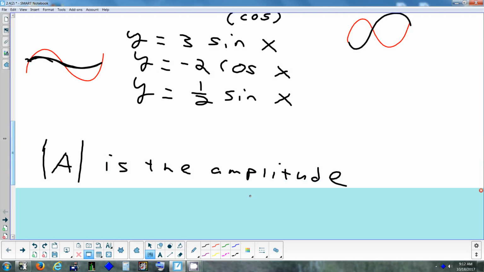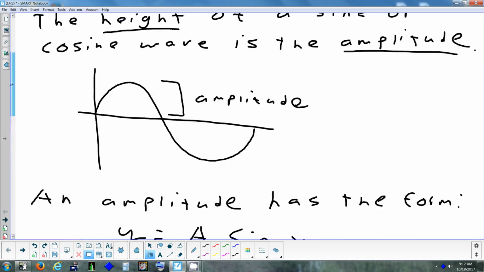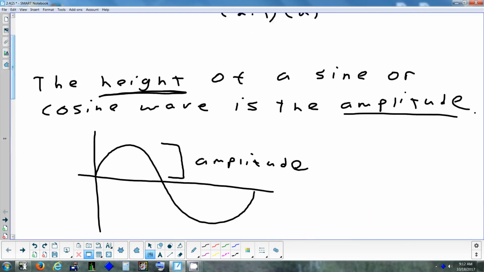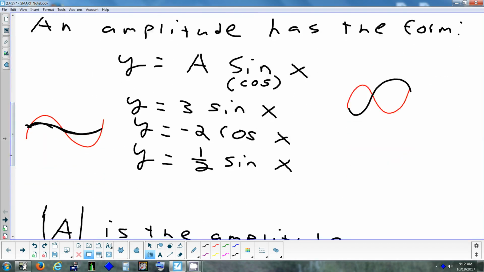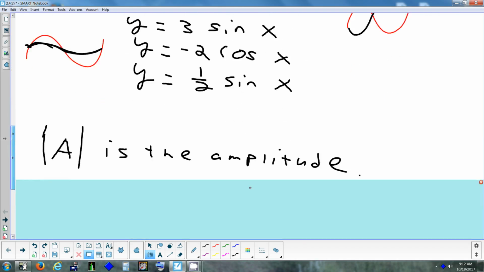So if you take the absolute value of the number in front, that's called the amplitude. The reason I said absolute value is because amplitude, if you scroll back up, is a height. And height always has to be what kind of number? Positive. You can't have a negative amplitude. So if you get a question like, in fact, I'll put one up in a second.